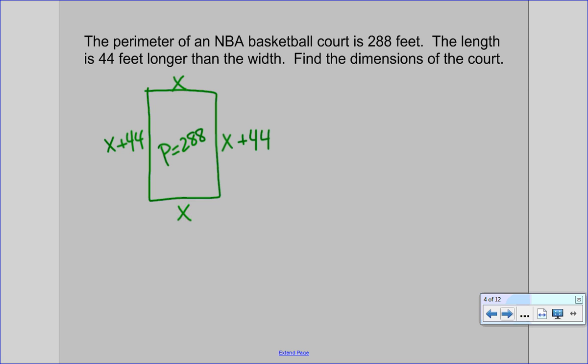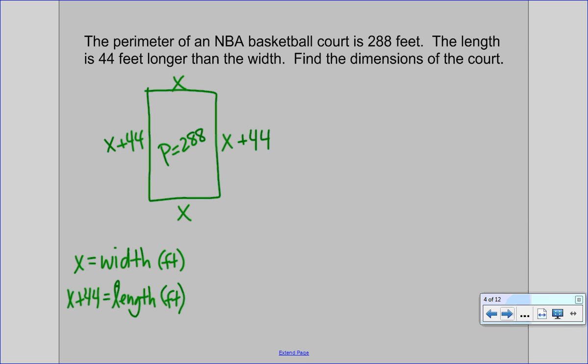So let's begin by, now that we've drawn our picture, defining our variables. X stands for our width, and x plus 44 equals our length in this problem. And our units for both of these are feet in this case. Now that I've defined our variables, let's see if we can translate this information into an equation. Because once we have an equation, we're able to solve it.